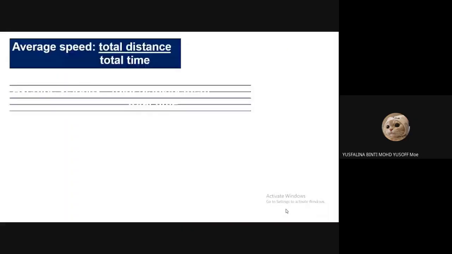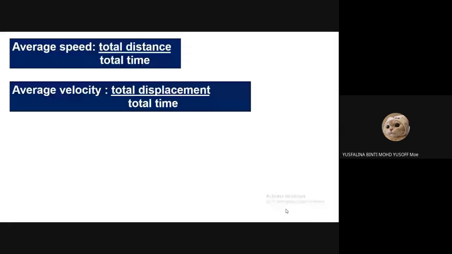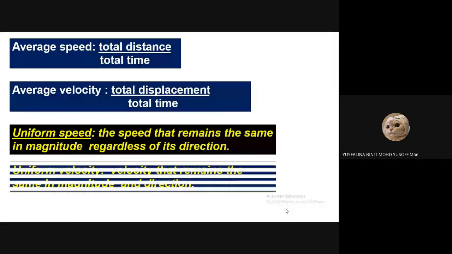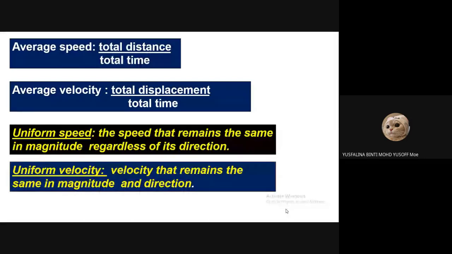Now we move to the average speed. What is the formula of the average speed? Average speed is total distance divided by total time. Since you already know, for speed you must use distance, and for velocity you must use displacement. So this one is a scalar and this one is a vector.